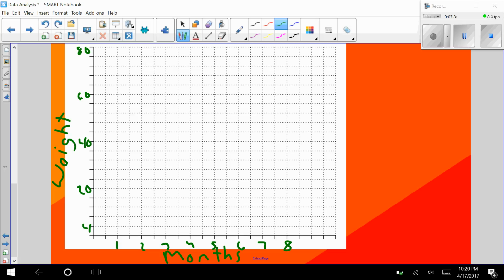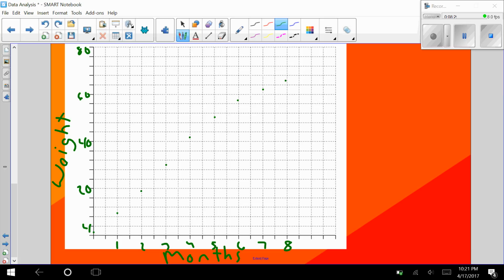So let's plot our points. We've got 0, 0.8; 1, 9.2; 2, 19.9; 3, 31.3; 4, 41.8; 5, 50.6; 6, 57.4; 7, 62.6; and 8, 66.4.